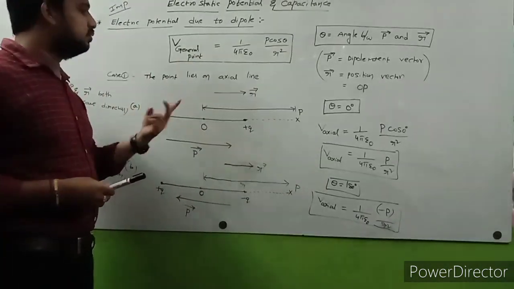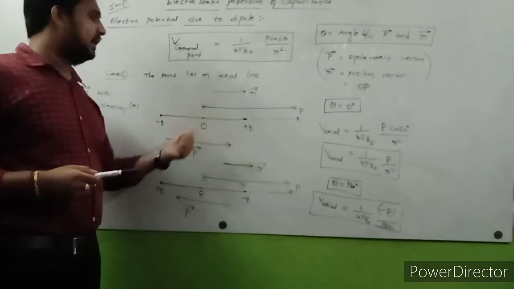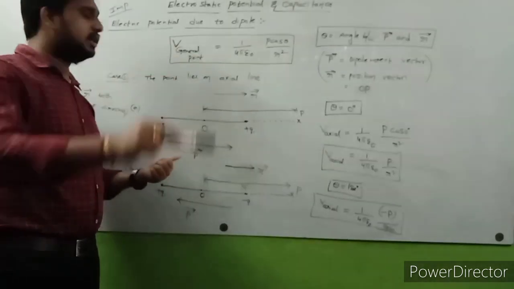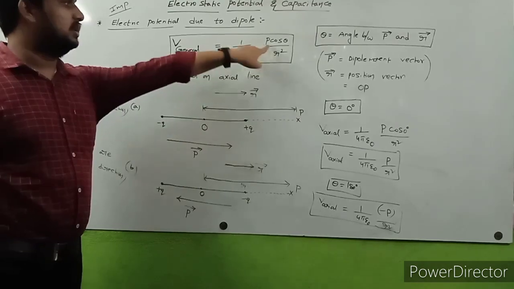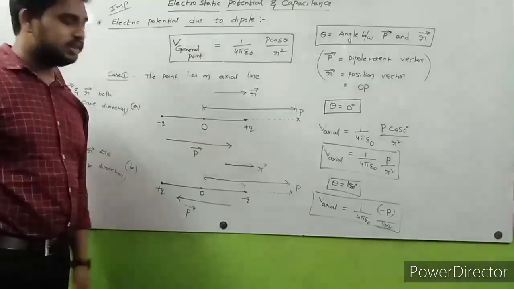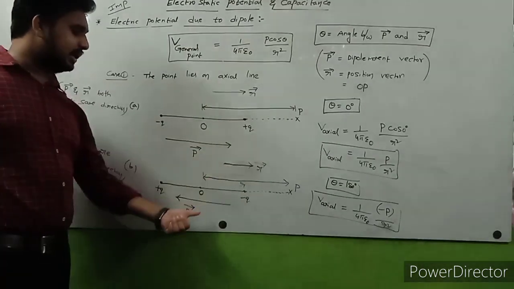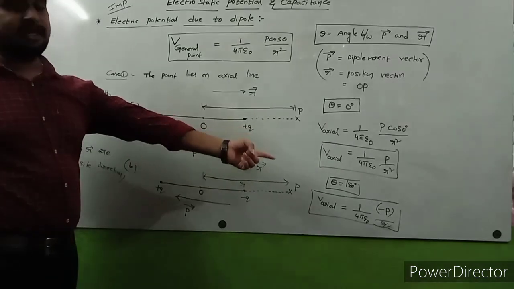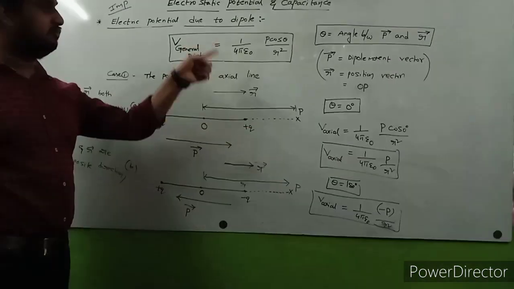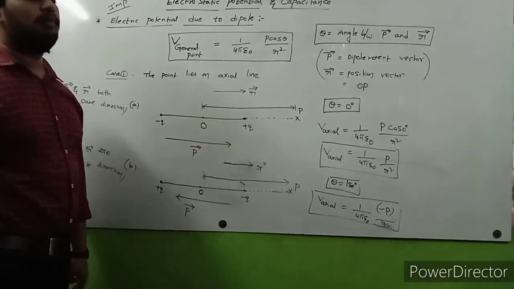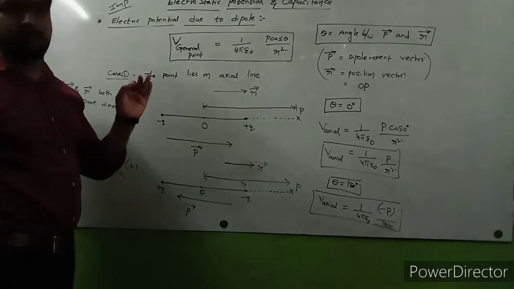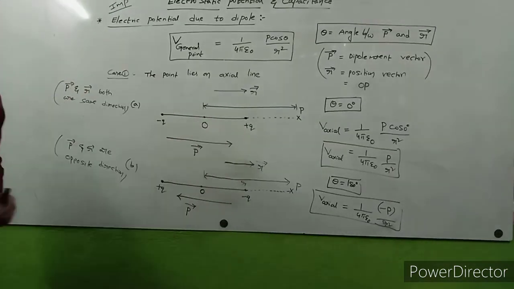On the axial line, two cases are possible. If the dipole moment direction and R bar direction are both in the same direction, then theta is equal to 0, and we substitute to get the E axial formula. If they are in opposite directions, then theta is equal to 180 degrees, and that time V axial formula is 1 by 4 pi epsilon naught into minus P by R square. This is the V axial case.